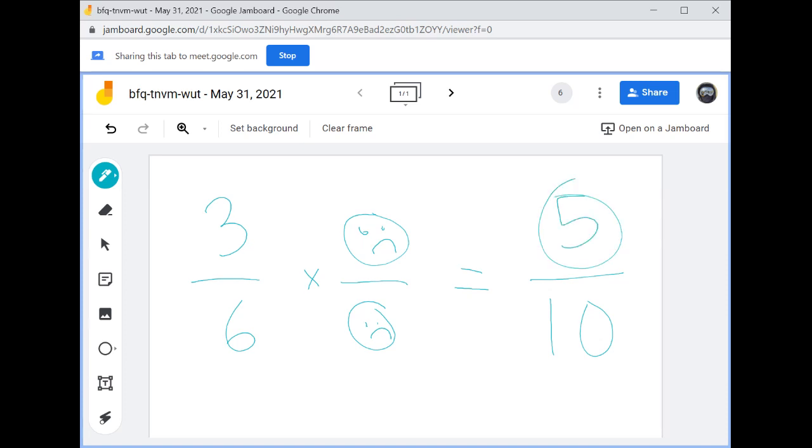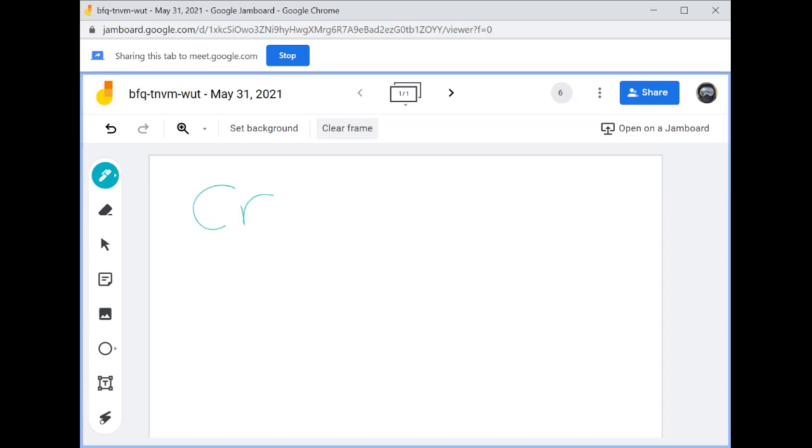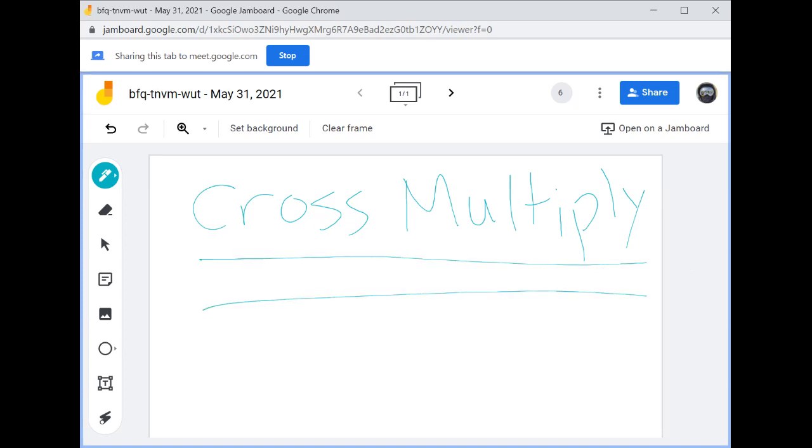So we're going to try something called cross multiplying. Now, this is something that math gurus do not like me to teach you. Why is this? Because it doesn't explain exactly how the fractions work or why it works. It's kind of just a trick. However, it's a really good trick. So let me show you how to cross multiply.